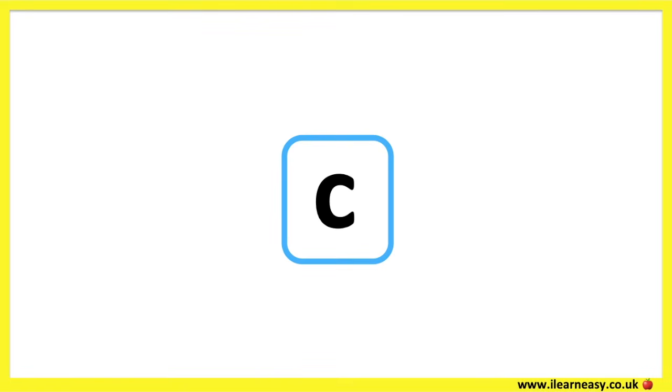The hard C makes a K sound. The letter C makes a hard K sound when it's followed by the letters A, O, or U. This is the general rule for most words. However, remember that there are many exceptions in English.